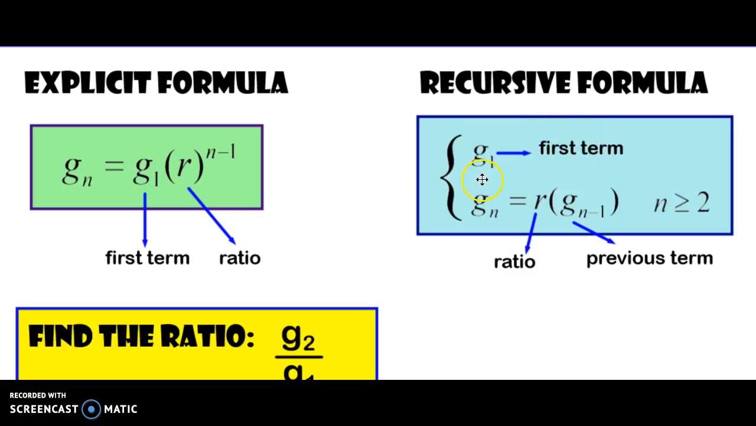Recursive, again, looks very similar. G sub 1 is your first term, r is your ratio, and then g sub n minus 1, just like before, means your previous term. You're just multiplying that ratio in the previous term, where if you looked back to your arithmetic notes, there would have been a plus d in there instead of an r times. And again, we still have the n greater than or equal to 2 on the recursive formula.